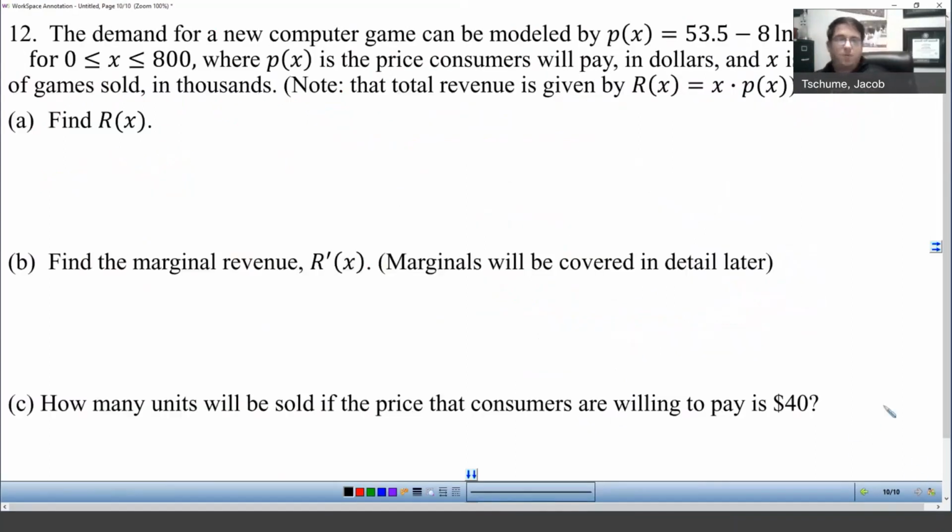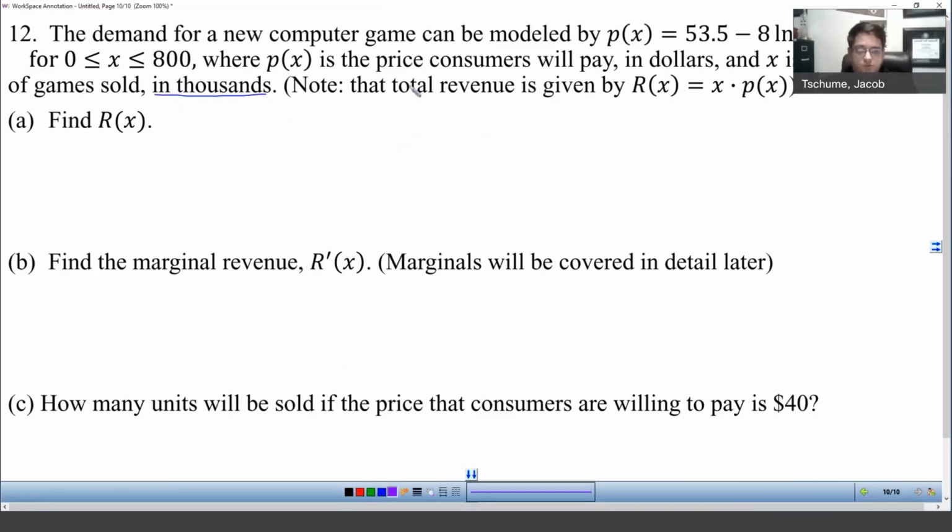And last but not least, I want to end this video by doing a word problem. We haven't done one of these. We didn't do one in the last video, so I decided to bring it back for this section. Number 12 says the demand for a new computer game can be modeled by the function p of x equals 53.5 minus 8 times the natural log of x, as long as x remains between 0 and 800. P of x is the price consumers will pay in dollars, and x is the number of games sold, and there's that tricky thing again, in thousands.